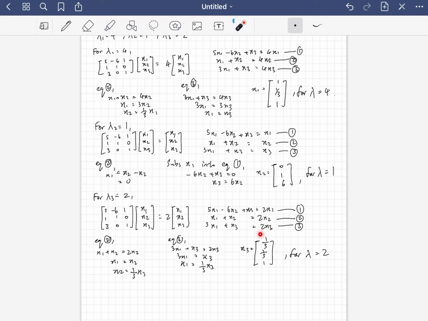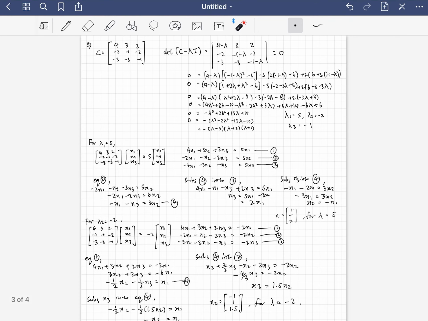3x1 plus x3 equals 2x3 for equation number 3. From equation 2, I solve the equation and get x2 equals 1 over 3 x3. For equation number 3, the same, I also solve the equation for x1 equals 1 over 3 x3. So the eigenvector for x3 is 1 over 3, 1 over 3, and 1 for lambda equals 2. Now let us continue for the next question.